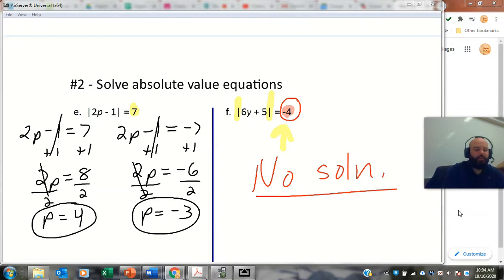Now, that doesn't mean the solution can't be a negative number. And you got to be careful because there is a difference. As we had in part E, you can see P was negative 3. What it means is the absolute value equation cannot equal a negative number.